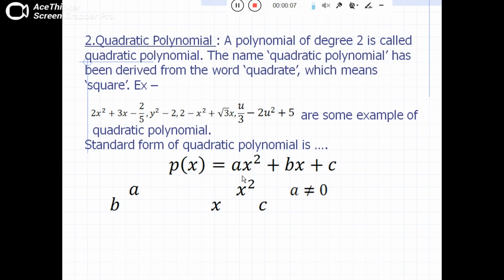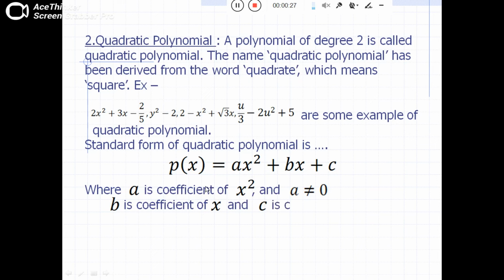It is given in the form of a trinomial, where the variable x has the highest power 2, so that's why this is square. Because of this square, it is called a quadratic polynomial, where a is the coefficient of x square. a is the coefficient of x square and a should not be 0. b is the coefficient of x and c is the constant term. You just keep it in mind.